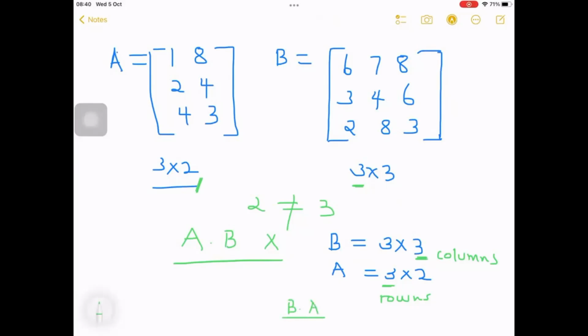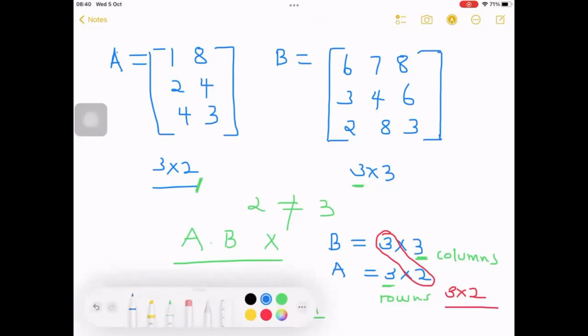And therefore, we can multiply B by A. So you see how the order is so important. We can't multiply A times B, but we can multiply B by A, starting with B and ending with A. After we do the multiplication, our answer should be of order 3 by 2. So let's do the multiplication and see what we are going to get from B multiplied by A.